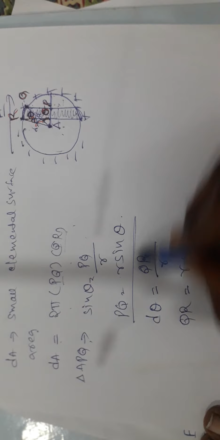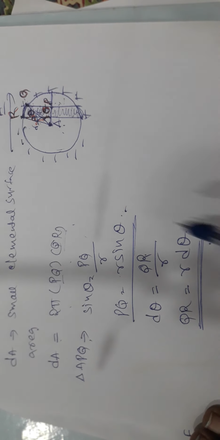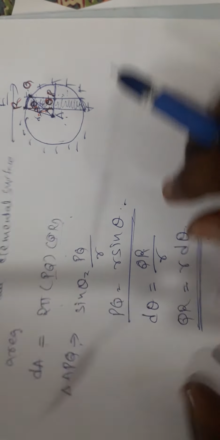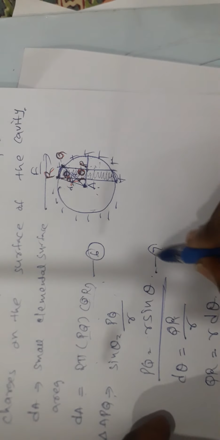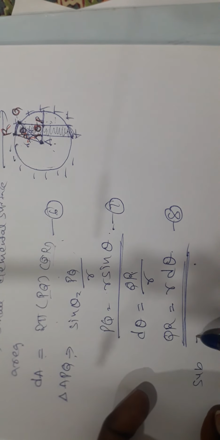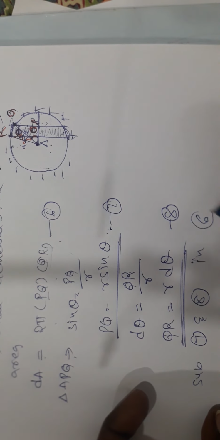Now this is one equation and this is another equation. We substitute these two equations in this equation. For this purpose, we note some equations. Fourth equation is over. Now this is the fifth equation, and this is 6th, 7 and 8. Now substitute 7 and 8 in equation number 6.